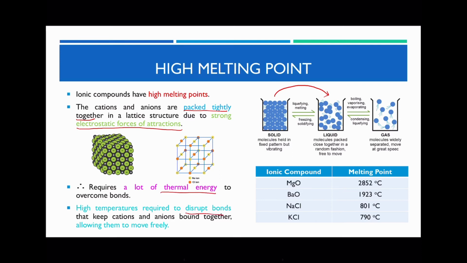When you break those ionic bonds, these cations and anions are therefore free to move, and when they're free to move, they're therefore in the liquid state. So again, just to summarize that, this is pretty much what an ionic compound would look like in the solid state. Again, it's in this fixed arrangement. They don't move at all, and they're tightly packed.